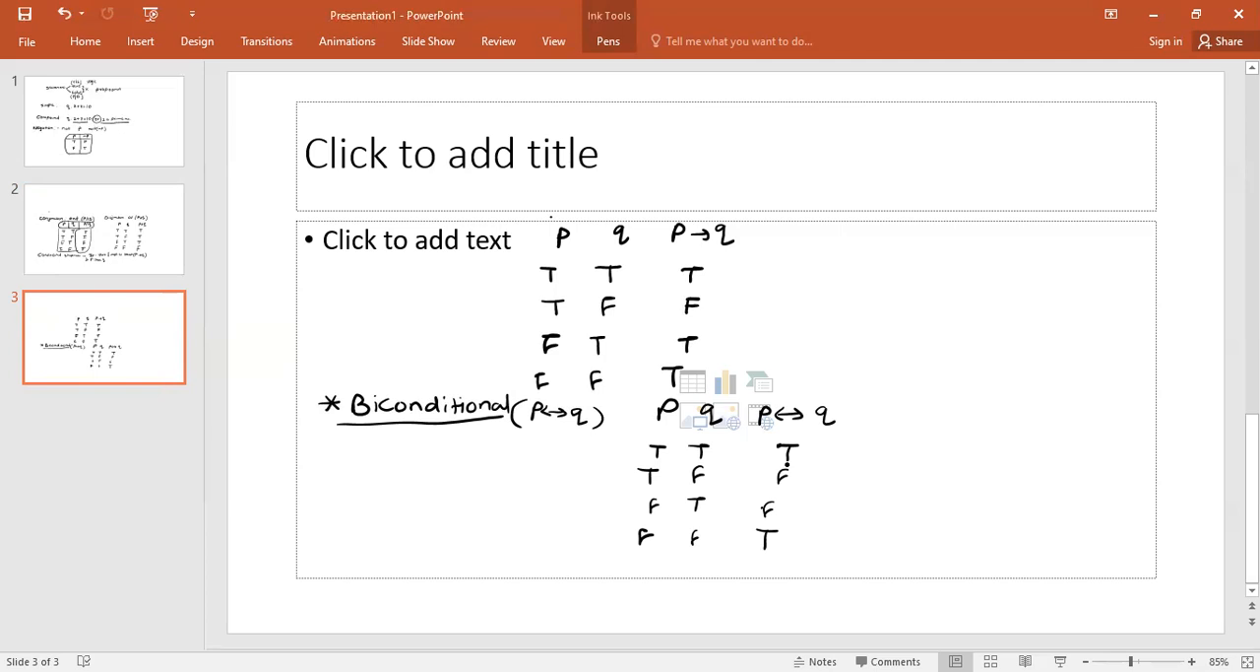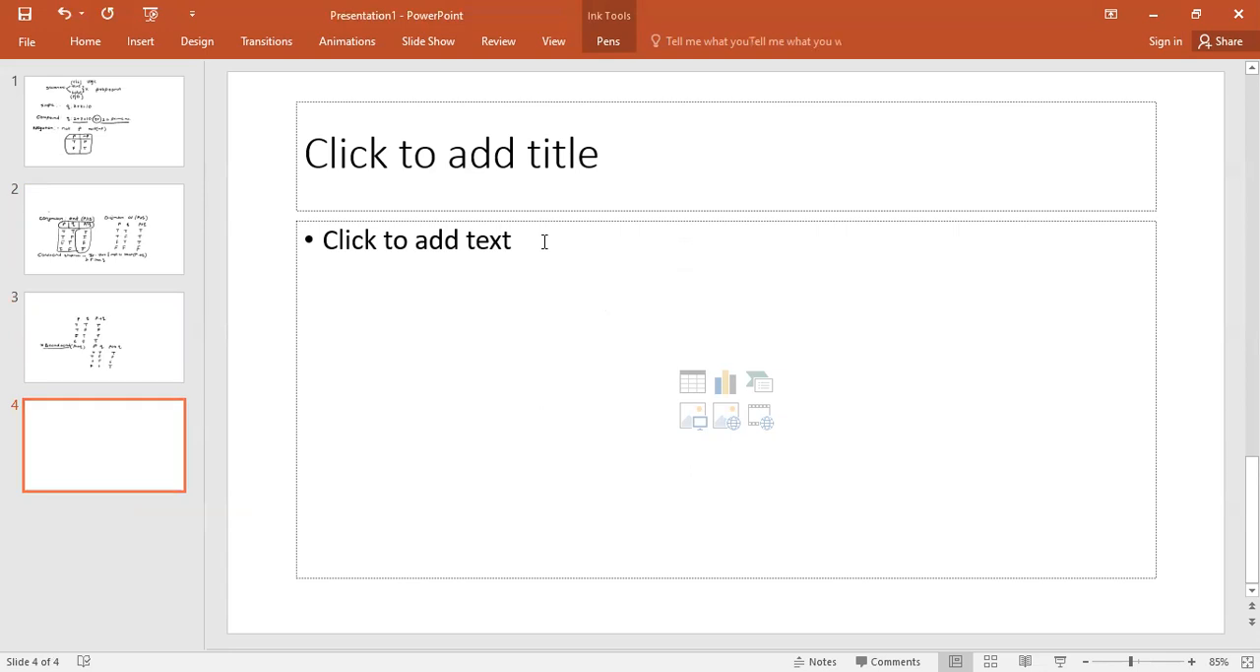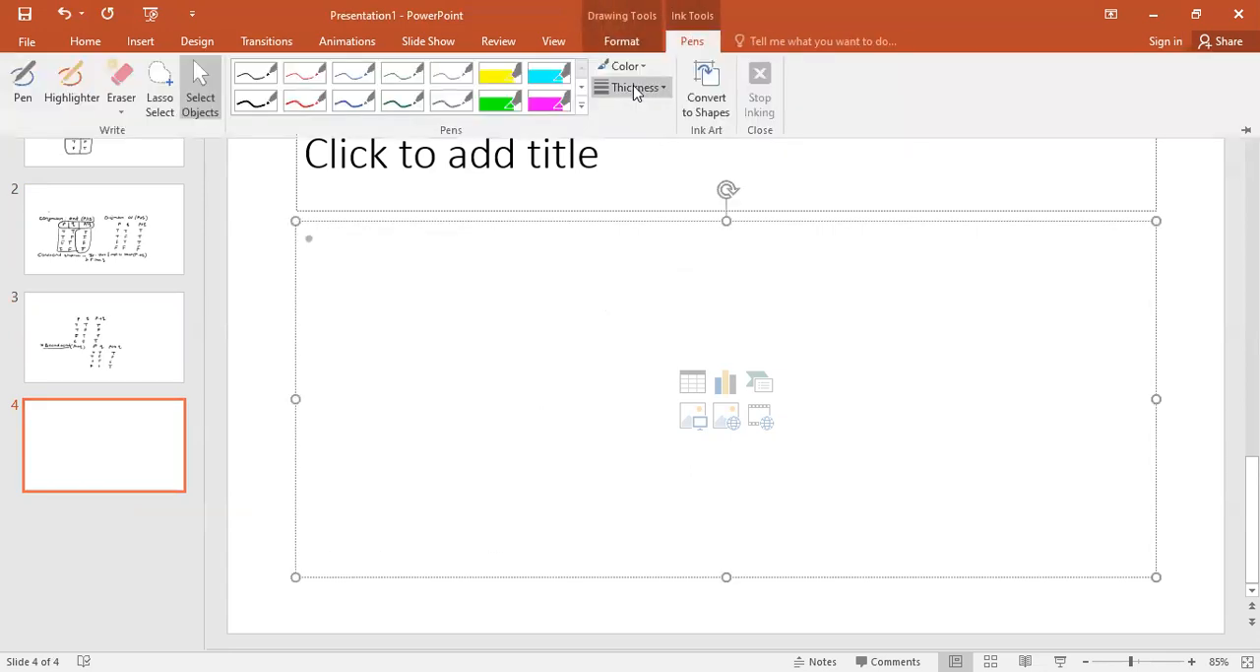So in the next lecture, we will see the logical equivalence statement. So what is a logical equivalence statement? So we will check it.